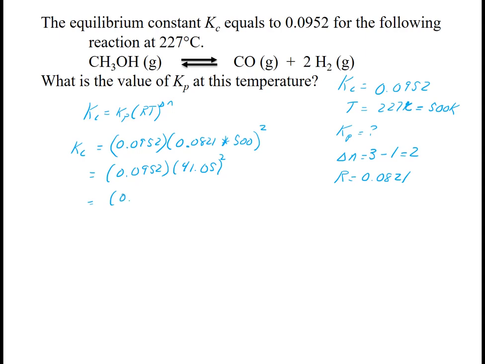If you wanted to go ahead and do this, you could, but I went and squared this, and I got 1685, and then multiplied those two together, and I get 160. Again, the units, if I were to do the Kp expression for this, it would be atmospheres times atmospheres squared divided by atmospheres. So these atmospheres cancel, so my units are atmospheres squared.